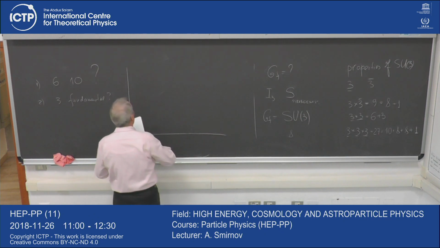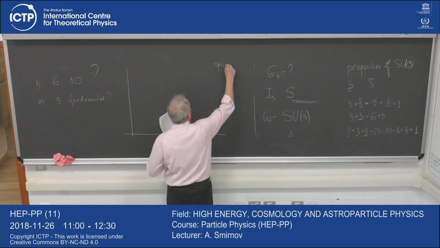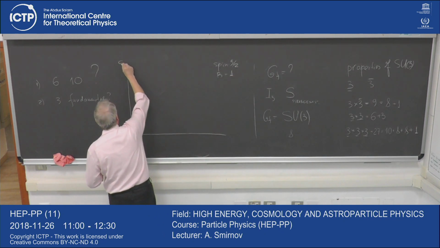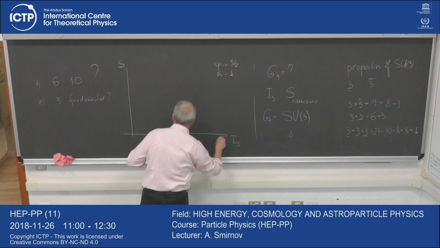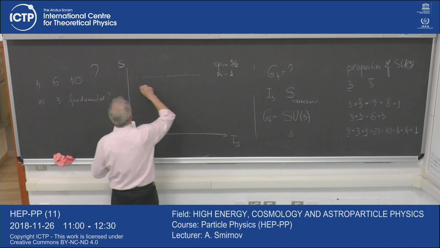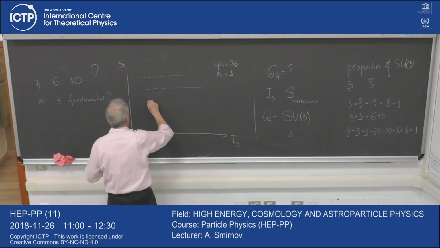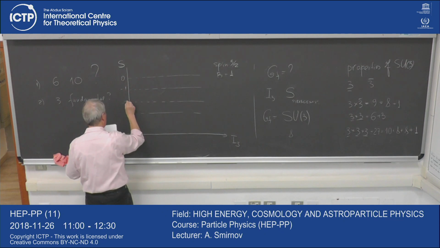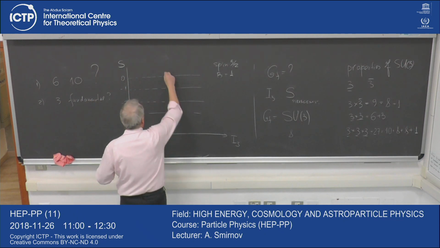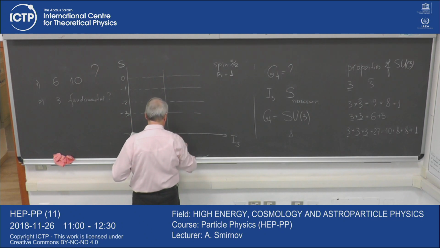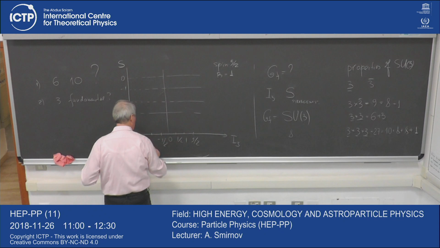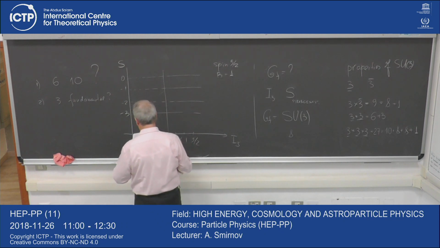So let me represent this. Those are the particles with spin 3/2 and baryon number 1. Let me again write for you the diagram with S and I3. The strangeness involved here has the values 0, minus 1, minus 2, and minus 3. Now the isospins are 3/2, 1, 1/2, 0, minus 1/2, minus 1, minus 3/2. And now the following particles have been observed.